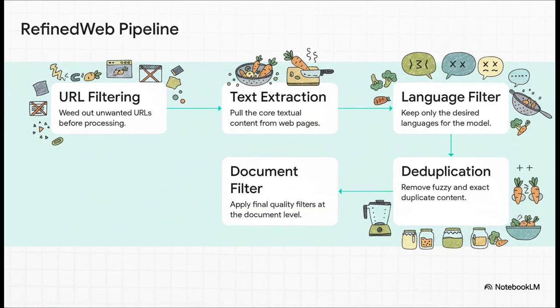So how on earth do you turn that mess into a gourmet ingredient? Well, you've got to clean it. You run it through a super rigorous process, something like this refined web pipeline. It's like a multi-stage filter for the internet. First, you get rid of bad URLs. Then you pull out just the text. Filter for the right language, and this next part is critical. You get rid of all the duplicates. Every single one of these steps is absolutely essential. It's just like washing, peeling, and chopping your vegetables before you even think about turning on the stove.